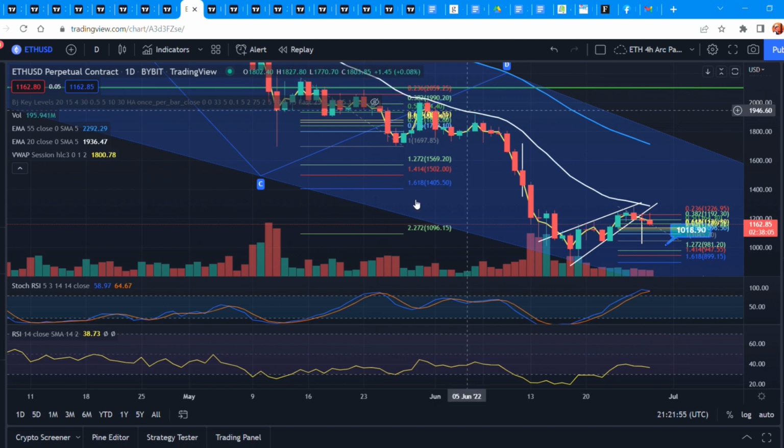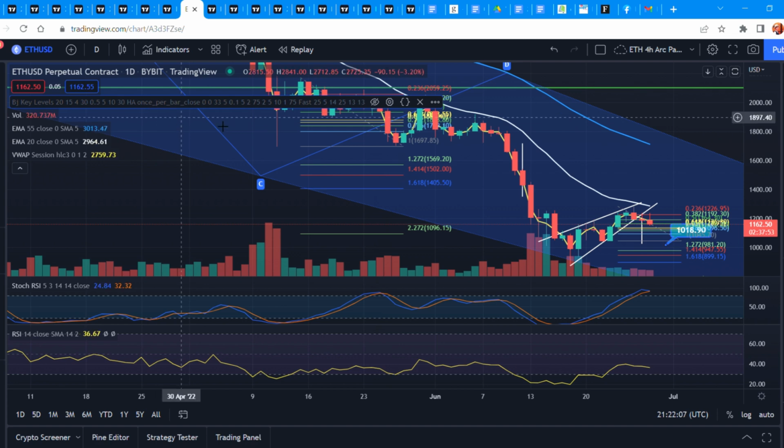On the 4-hour chart, I also have the stochastic, the volume, the regular RSI, the 20 and the 55 EMAs. And I also have a key level indicator, again, for the general support and resistance. I don't usually turn it on, but occasionally, when it's newer, fresher territory, I'll switch it on.